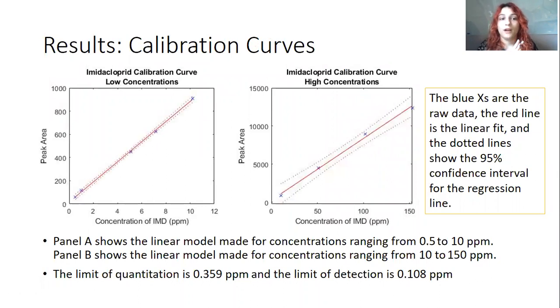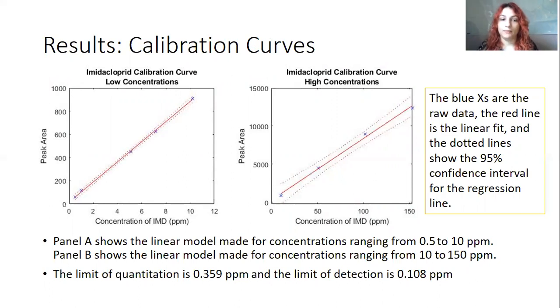As you can see, I have the first one, which is low concentrations, that goes from, I believe, 0.5 ppm all the way up to 10 ppm, and then one that goes from 10 to 150. That's because the fit made sense to have closer confidence intervals for the smaller concentrations, and then for the bigger concentrations you get the wider confidence intervals.